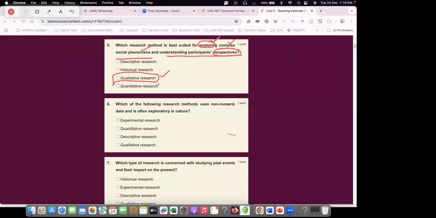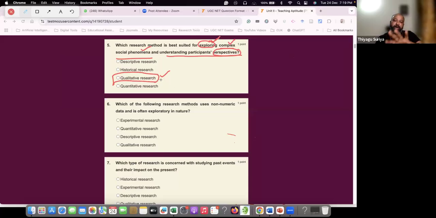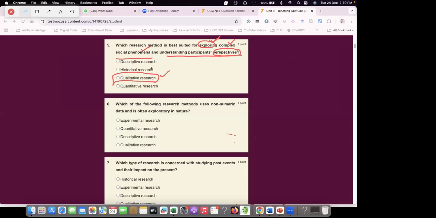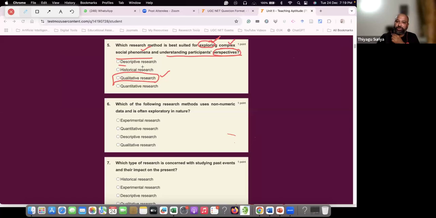So it will be more relevant because most of the time the options look the same. We need to identify the best answer. All four options look correct. Even the descriptive research is also correct according to the question. But we need to identify, out of the four, which is the more suitable answer. All the questions, even if all four options look the same, we need to identify the best answer.